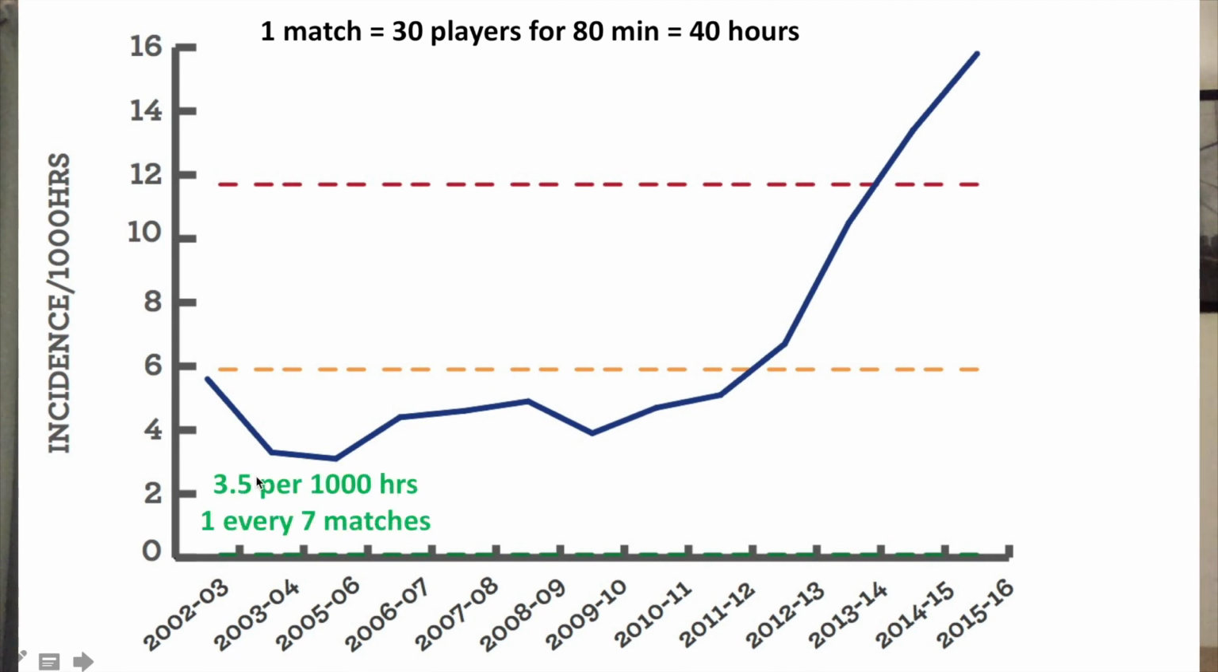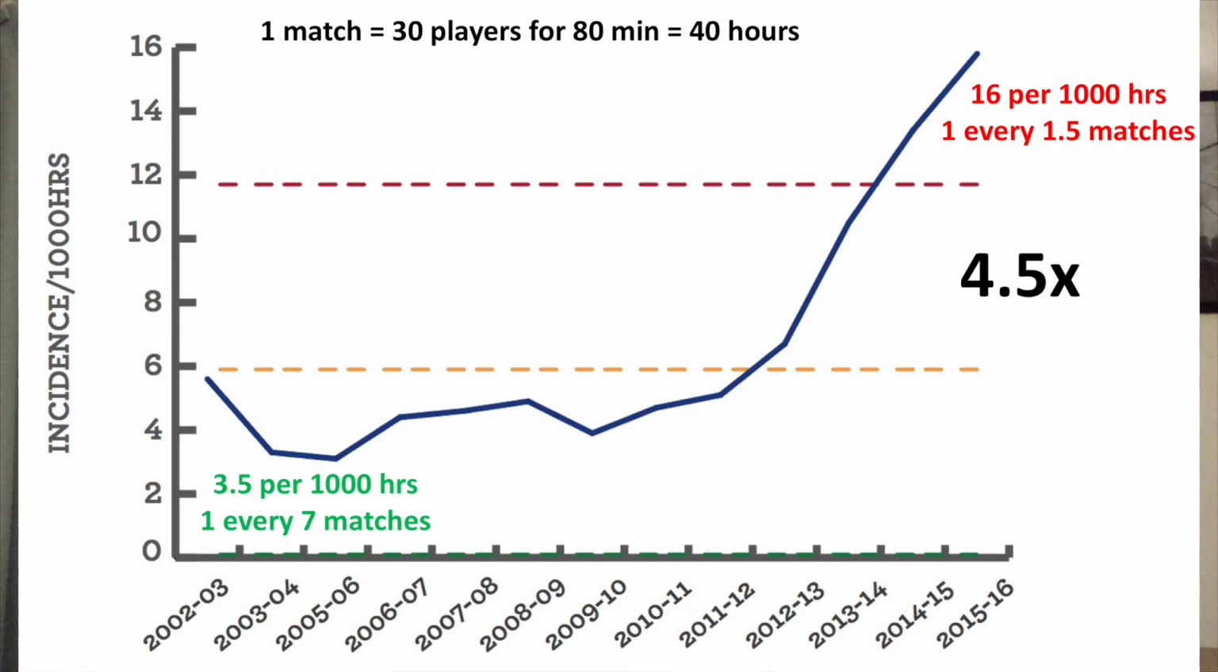So for instance, if we go all the way back to 2003-04, where the concussion incidence was its lowest at about 3.5 per 1,000 hours, you can work out that that's one concussion every 7 matches. In contrast, if we come up here to the latest season for which there is data, 2015-16, we see 16 concussions per 1,000 hours, which is 1 every 1.5 matches. And so that means that over the period of 12 years here, we've seen just over a 4.5-fold increase in the documented number of concussions.